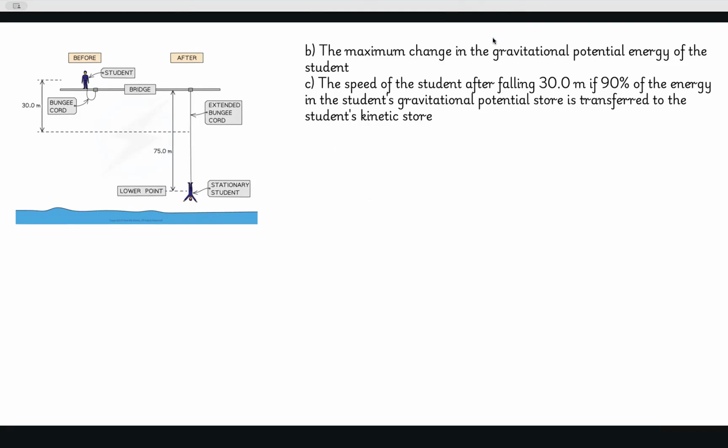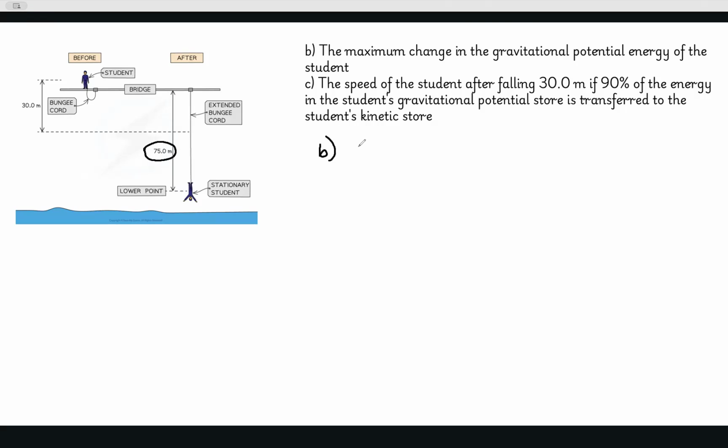Okay, so now let's move on to part B. We want to find the maximum change in the gravitational potential energy of the student. Now for the maximum change, we're just going to change the distance. So the maximum is when it's going to be 75.